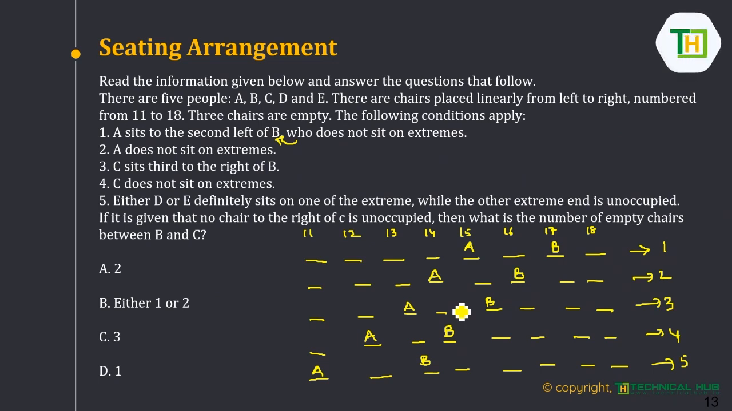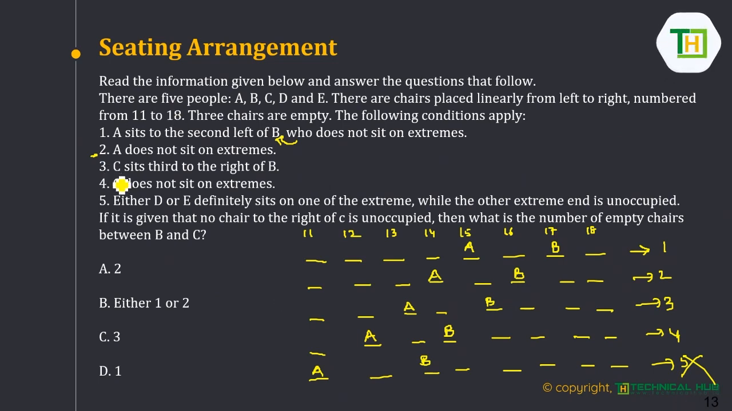Yes. Next one. A does not sit on extremes. So the second condition is A does not sit on extremes. A does not sit on extremes means the fifth possible way is wrong. Here A sits on an extreme, but the condition is given that A does not sit on extremes, so this one fails. The fifth one fails. Next one.